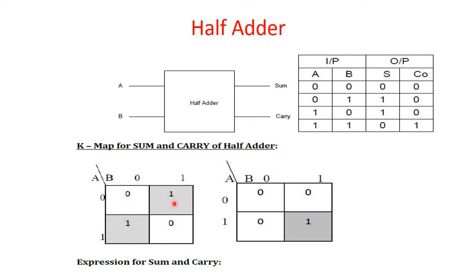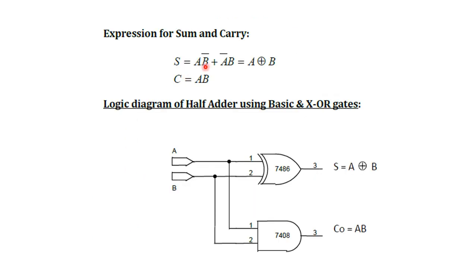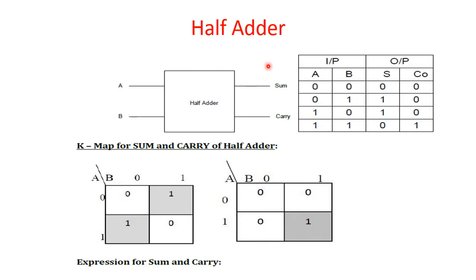For this one, A bar B plus A B bar. So this is the sum equation. The expression for the sum is A B bar plus A bar B. For this expression, I can write it as A XOR B. Similarly, for the carry.